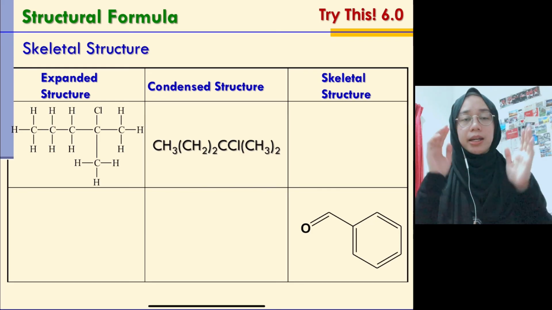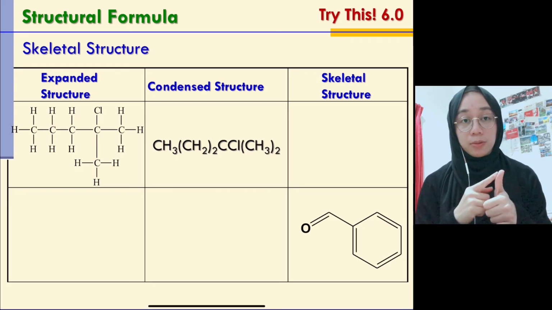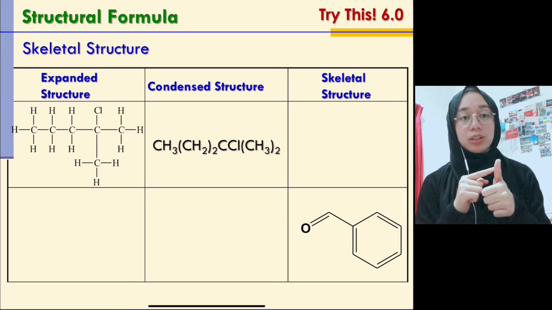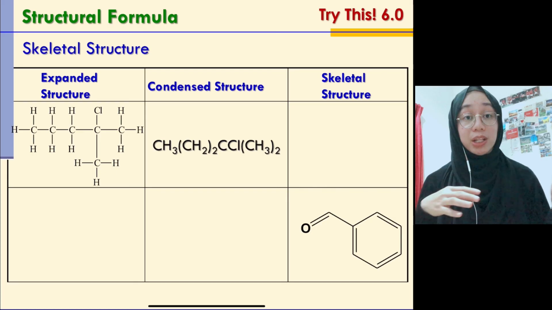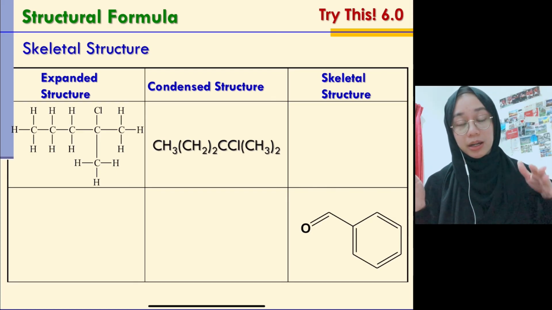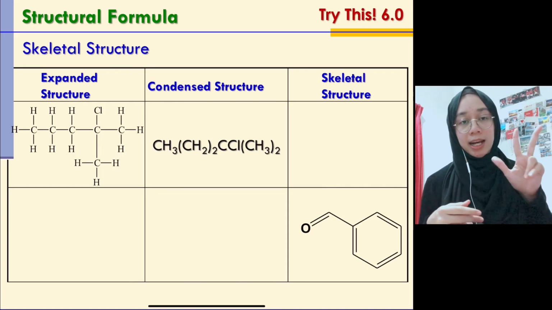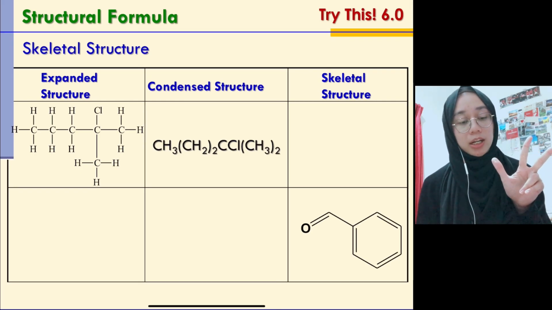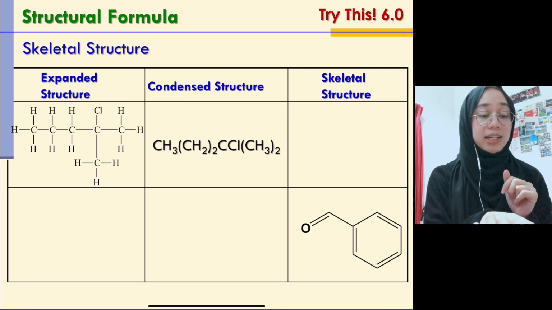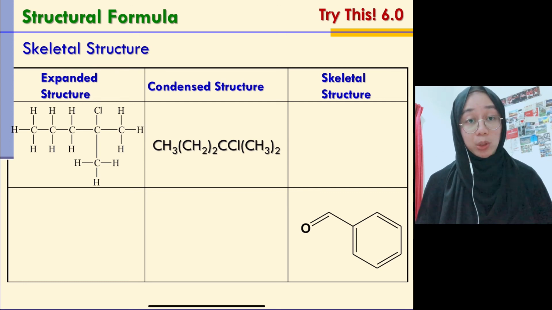Jadi by now, you should be able to know what is structural formula. Okay, because structural formula is a formula that shows how the atoms are bonded to one another. Okay, sebab kita nak tunjuk macam mana carbon attach dengan carbon, ataupun dia attach dengan hydrogen, attach dengan oxygen. So semua tu kita boleh nampak. Okay, and then kita belajar ada 3 cara untuk tulis structural formula. The first one is expanded structure, whereby you show all the bonds involved, okay, between the atoms.